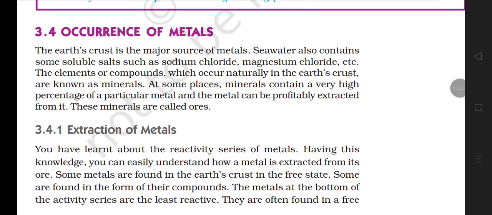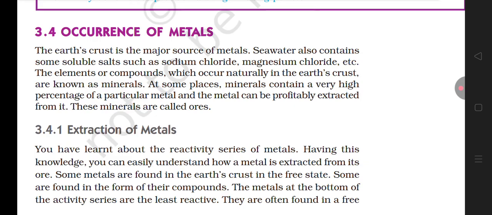Dear student, if I talk about occurrence of metal, the earth crust is a major source of metals. Seawater also contains some soluble salts such as sodium chloride, magnesium chloride, etc. The elements or compounds which occur naturally in the earth crust are known as minerals. At some places minerals contain a very high percentage of a particular metal, and the metal can be profitably extracted from it. These minerals are called ores.